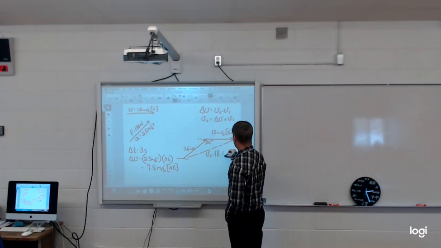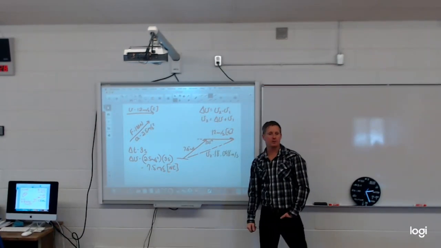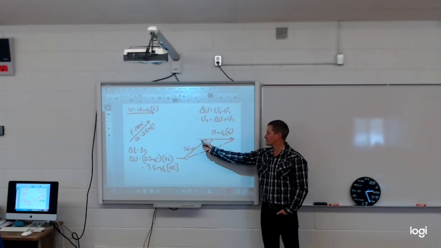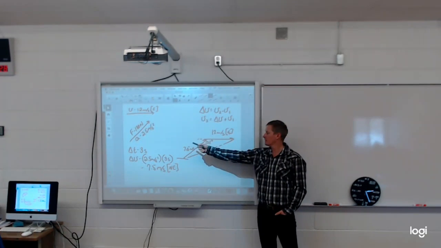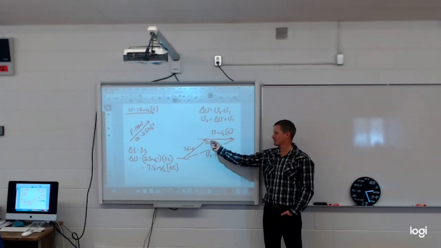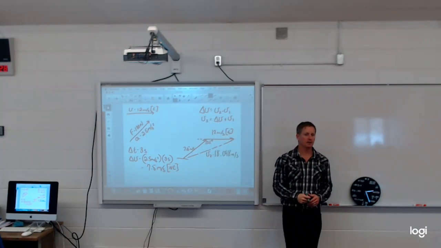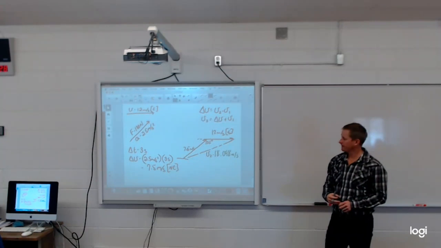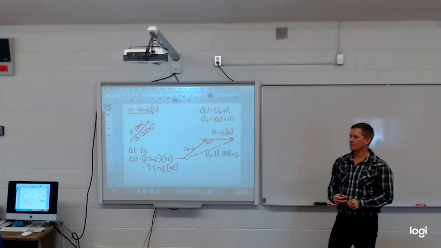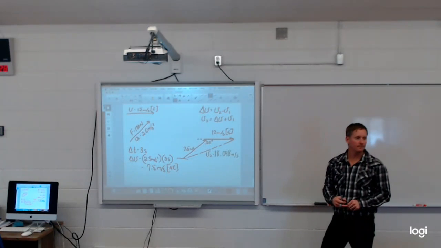18.098. Use the cosine law, law of cosines: 7.5 squared plus 12 squared minus 2 times 7.5 times 12 times the cos of 135, and then square root it. We got that one written down. Yep. Okay? So far so good.